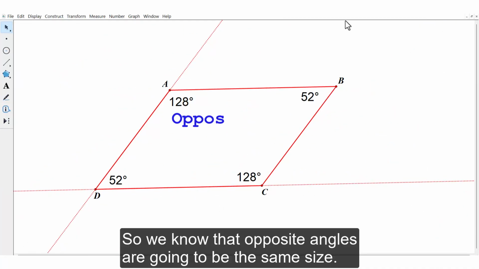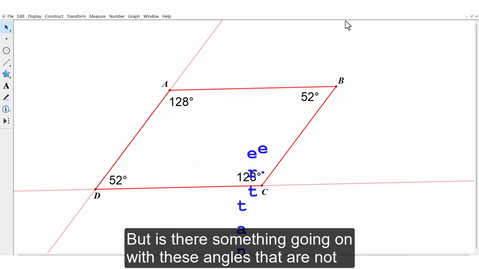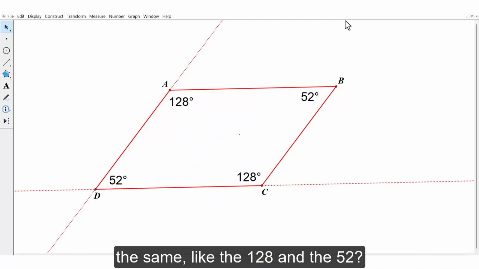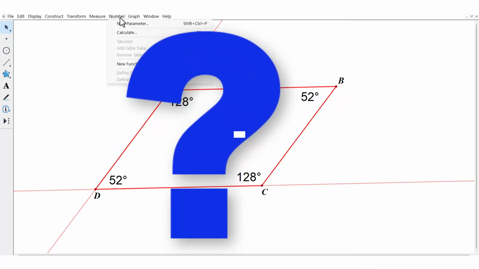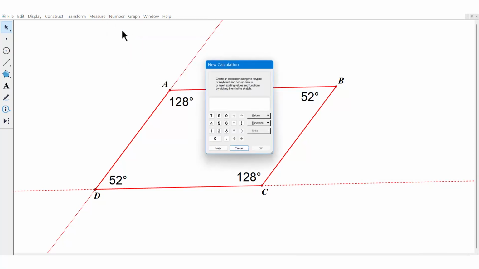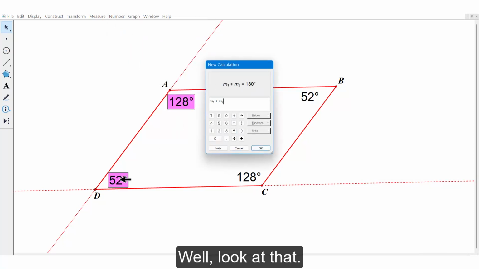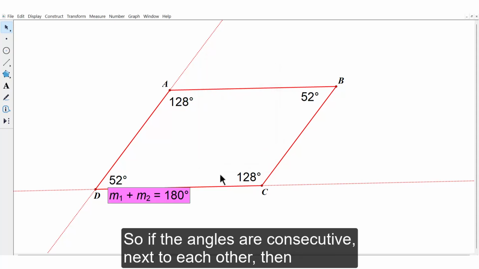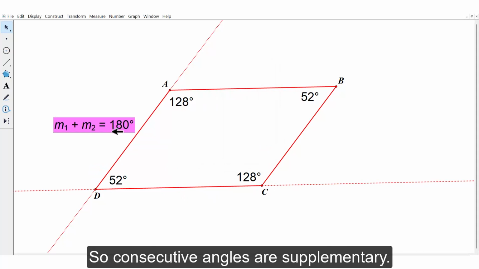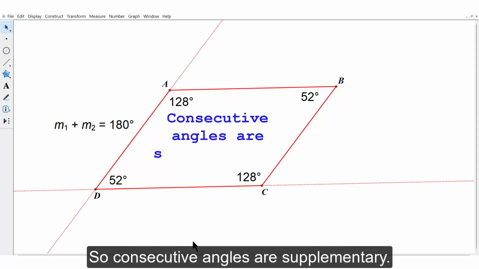So we know that opposite angles are going to be the same size, but is there something going on with these angles that are not the same, like the 128 and the 52? Well, let's check that. Well, look at that. So if the angles are consecutive, next to each other, then they're going to add up to 180. So consecutive angles are supplementary.